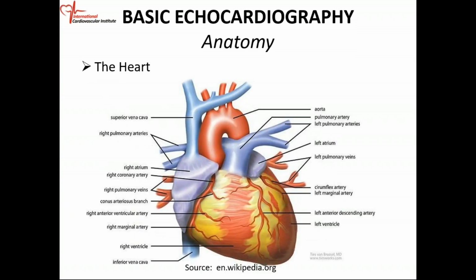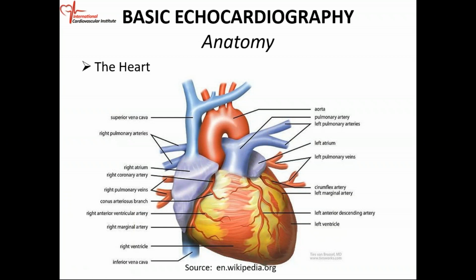If you took the heart out of the chest, the heart would look something like this. It's a crowded slide, but it's showing you the blood vessels on the surface of the heart. You can see on the left side, this is the left anterior descending coronary artery, and this is the left circumflex coronary artery, and this would be your right coronary artery. So these are blood vessels that are located on the surface of the heart.